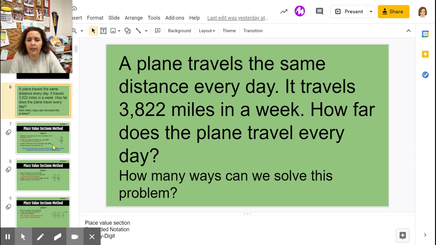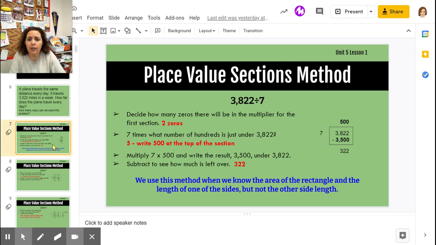Okay, now let's take a look at it using the place value sections method. So it's 3,822 divided by 7 because there's 7 days in a week. In the place value sections, they have us make a box, and notice it kind of looks like a division box. So the first thing I'm going to do is put the 3,822, which is my dividend, and then my divisor on the outside, which is 7. It's divided by 7.